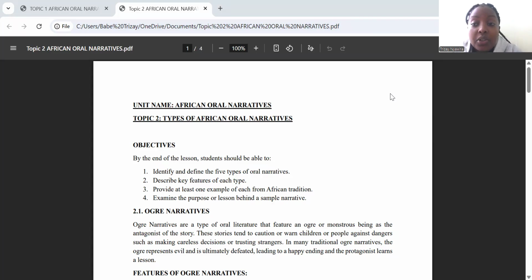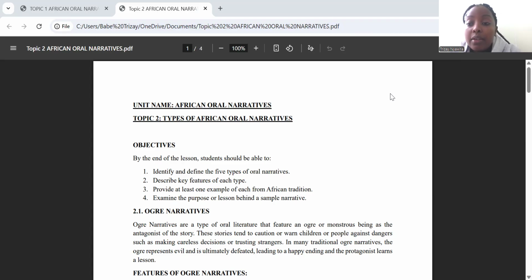By the end of this lesson or topic, I expect each and every one of you to be able to identify and define the types of oral narratives. Or rather, in this topic, we will discuss 3 types of oral narratives. That is the Ogre Narratives, Trickster Narratives, and the Fables. So you have to be able to describe features of each type, provide at least one example of each of the African tradition, and examine the purpose or lesson behind the sample narrative.